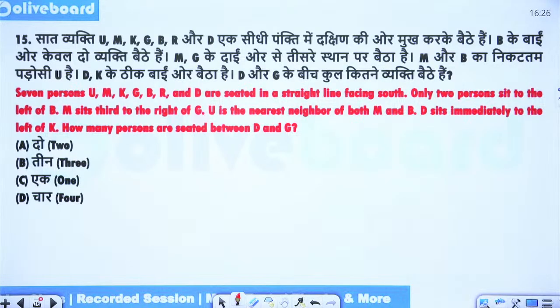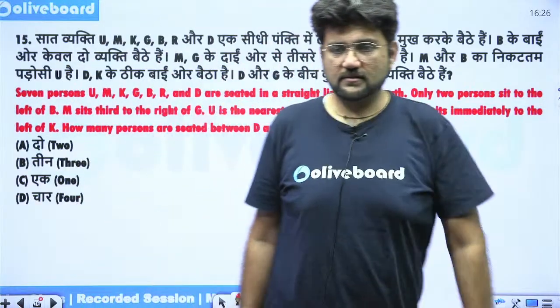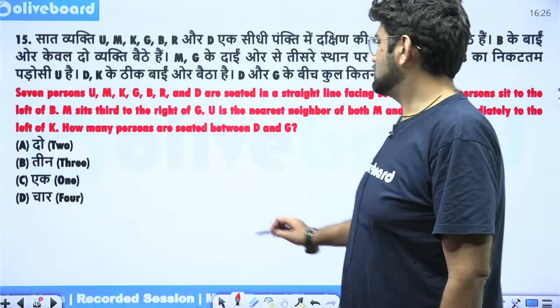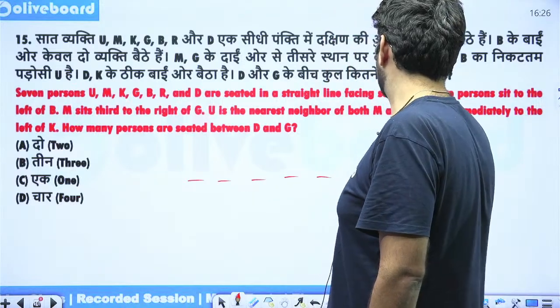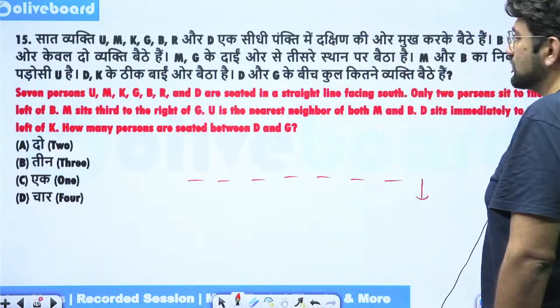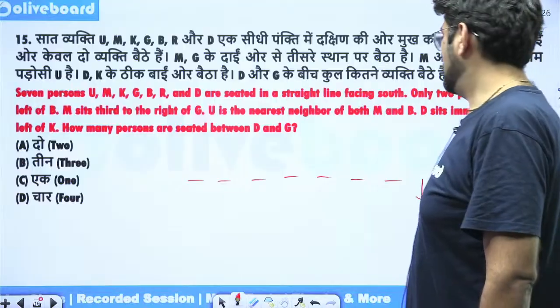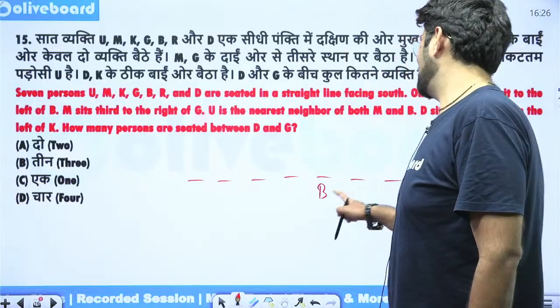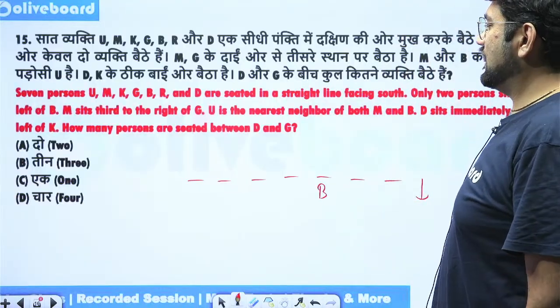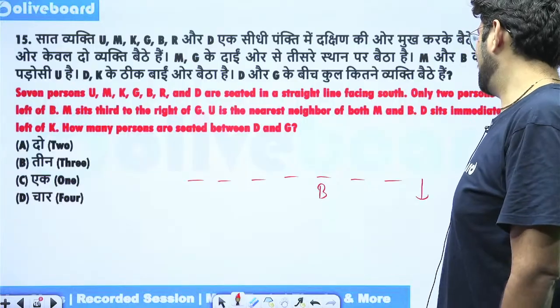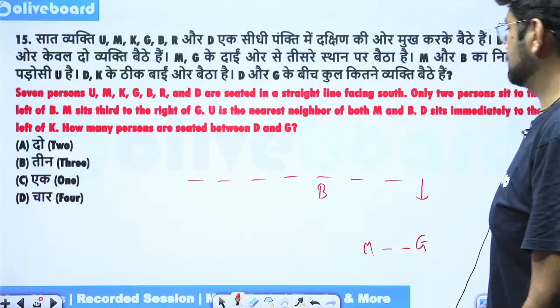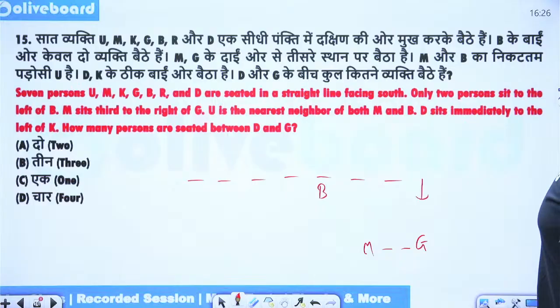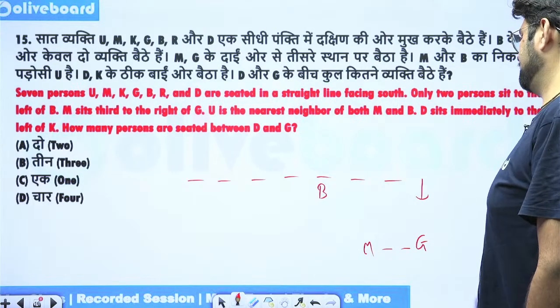7 persons are seated in a straight line facing the south. Only 2 persons sit to the left of B. Left of B means B has to be here. Towards his left there will be 2 people. M sits third to the right of G. U is nearest neighbor of both M and B. Okay.